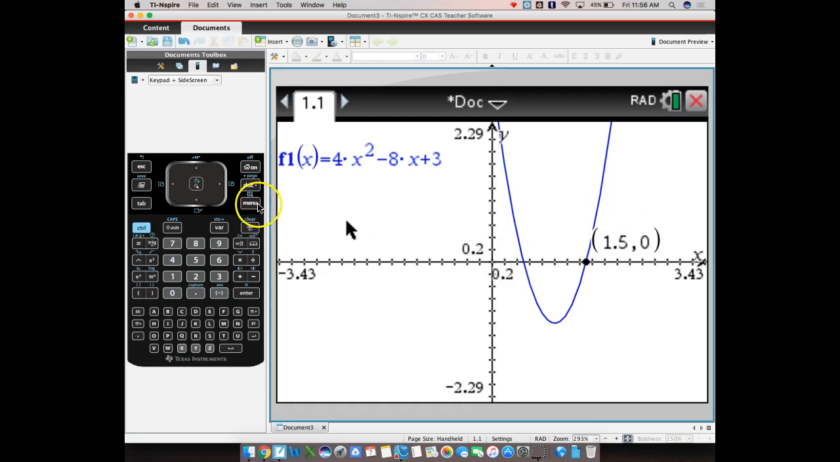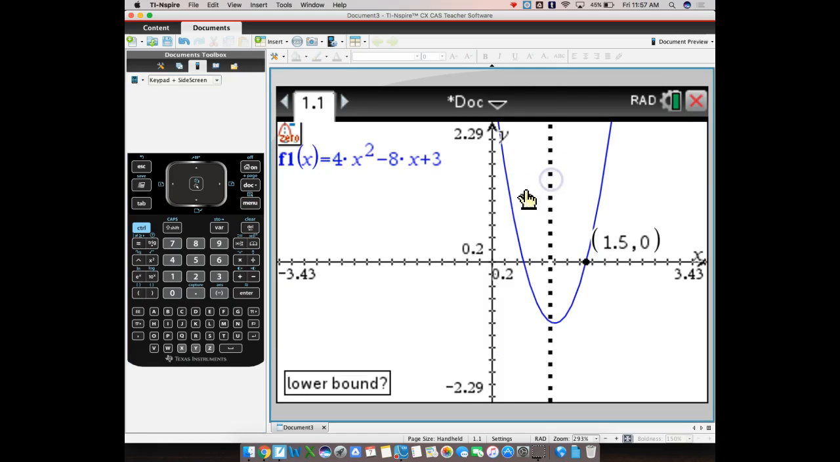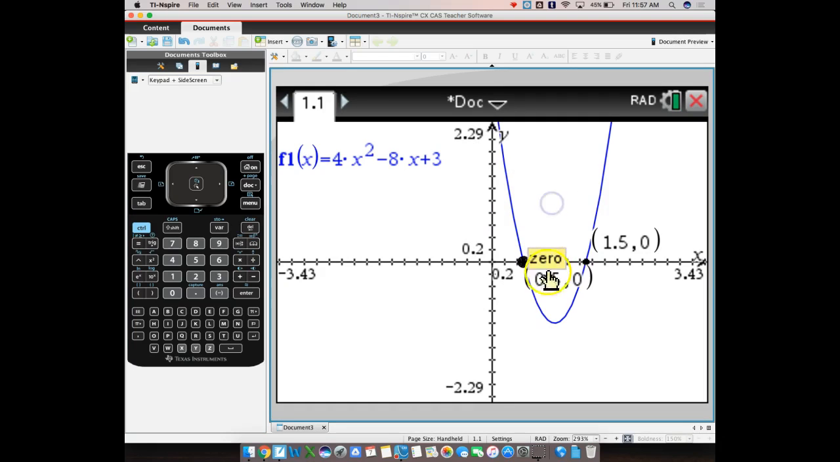Then I'm going to do analyze graph again. I'm going to do 0 again, and I'm going to go for the other side, and shabam, there's that 0.5 that we were looking for, which was the 1/2 that we got on the other one. Okay?